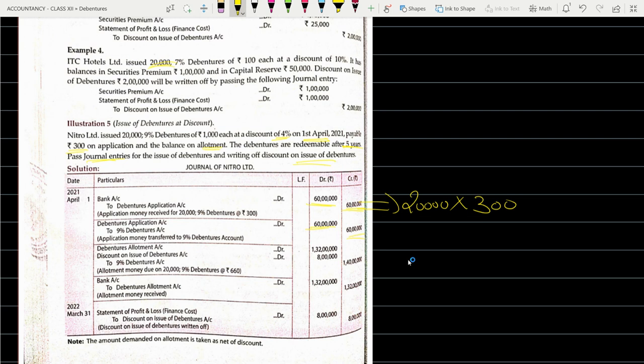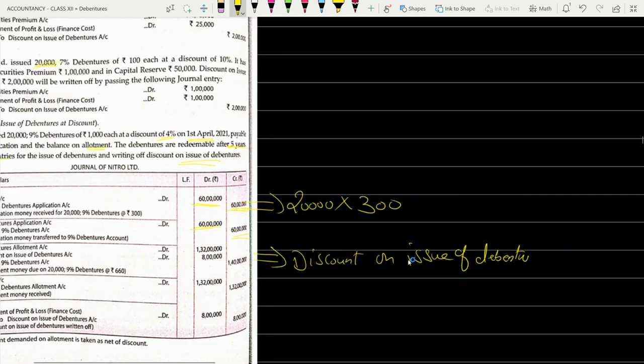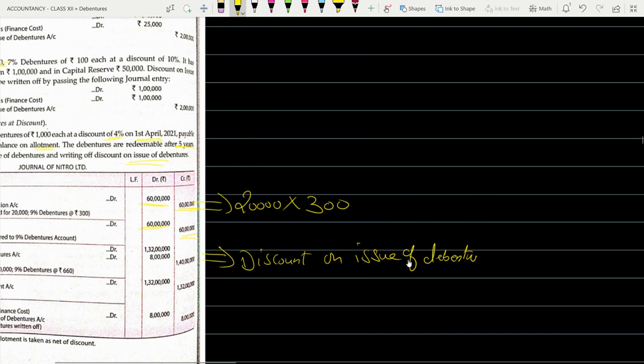So debenture allotment account will be debited, and here it is a discount case. So remember, when there is a discount, you should open an account in the name of discount on issue of debentures. When you are issuing it at a discount, it is discount on issue of debentures. Understood? Yes, sir. In this name you will open an account.